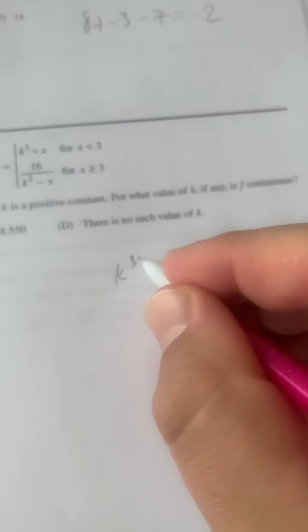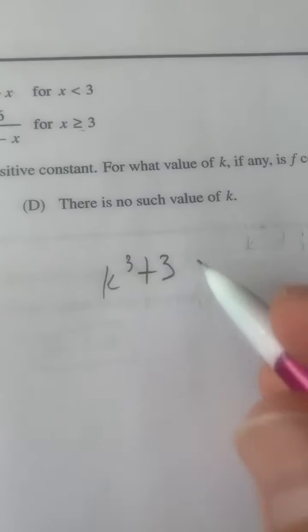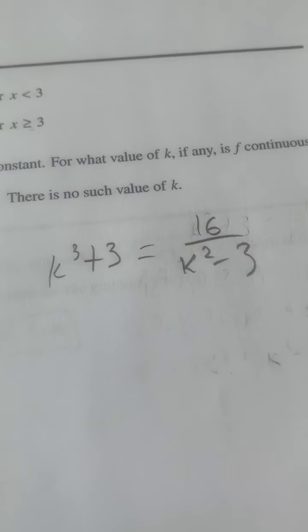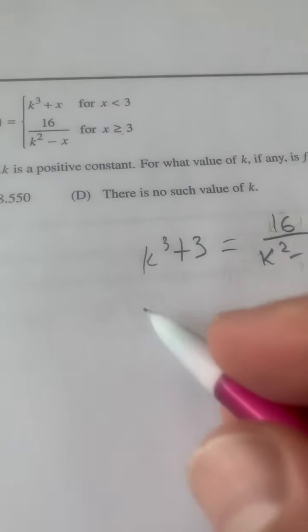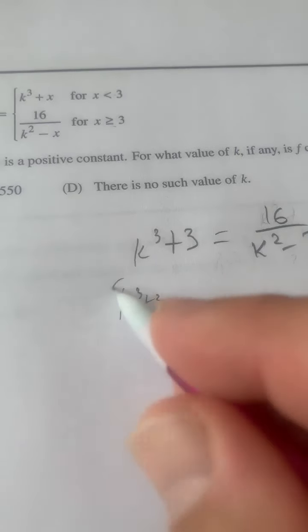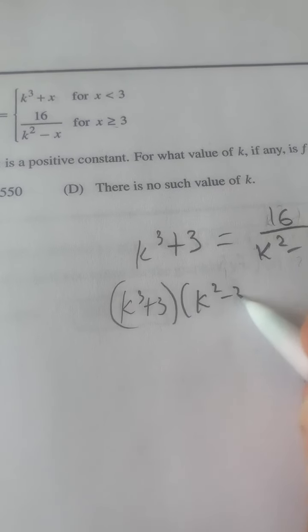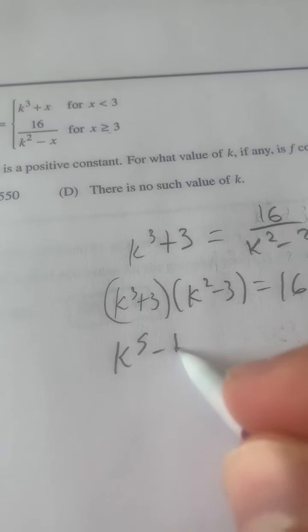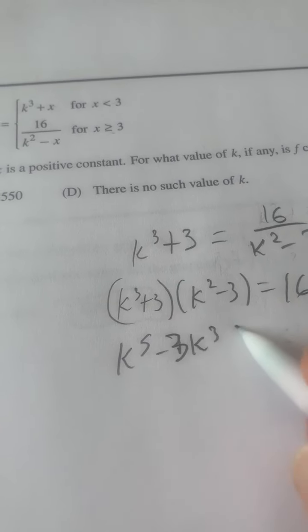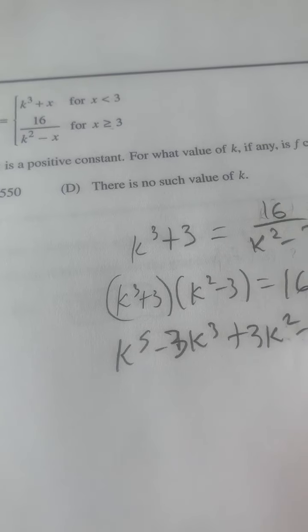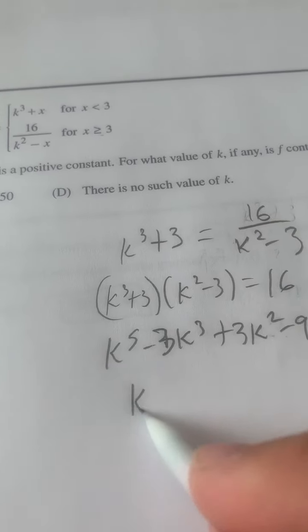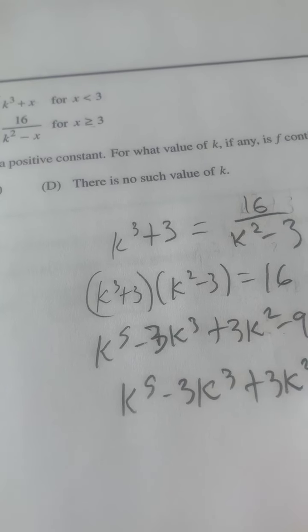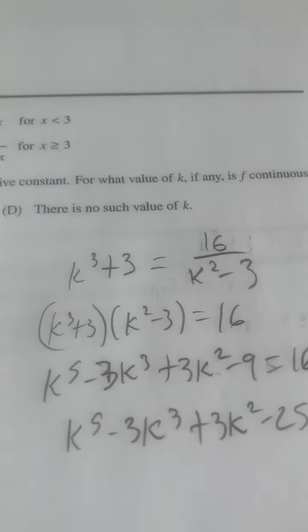So I get k cubed plus 3 equals 16 over k squared minus 3. So I'm going to multiply both sides by k squared minus 3. So I have k cubed plus 3 times k squared minus 3 equals 16. If I multiply these, I get k to the 5th minus 3k cubed plus 3k squared minus 9 equals 16. So I get k to the 5th minus 3k cubed plus 3k squared minus 25 equals 0. So I'm going to go ahead and solve this.